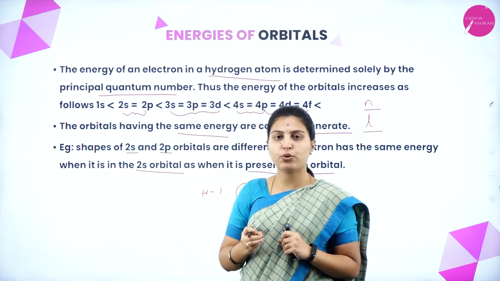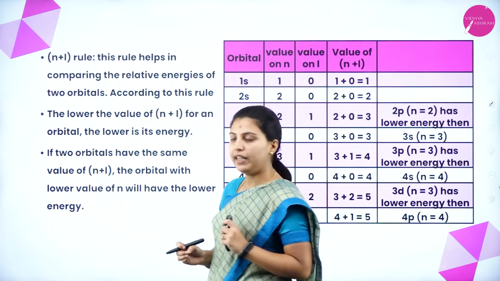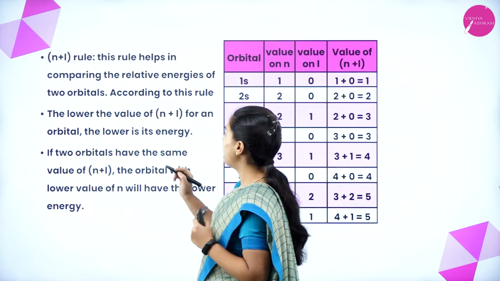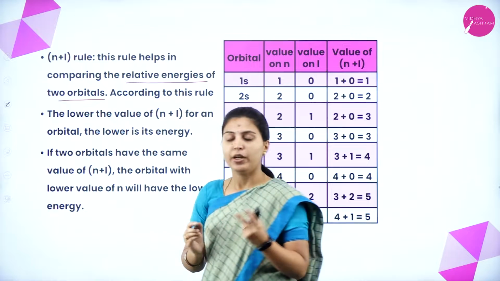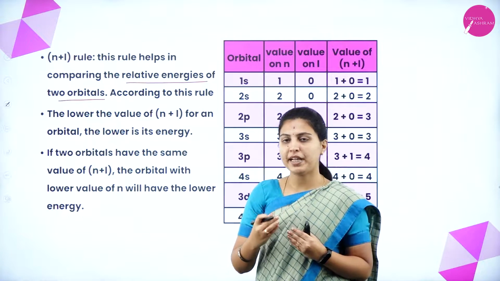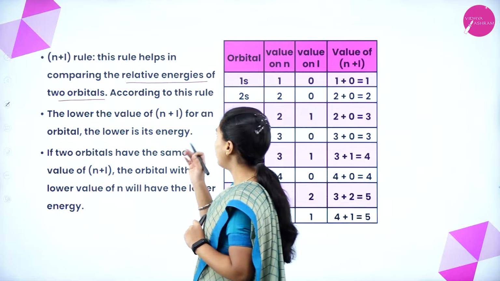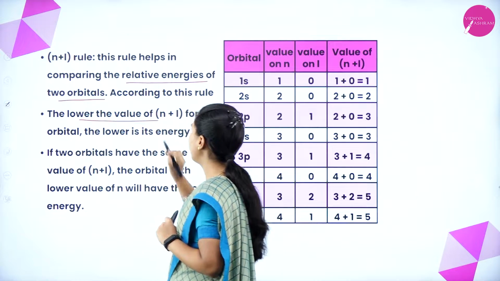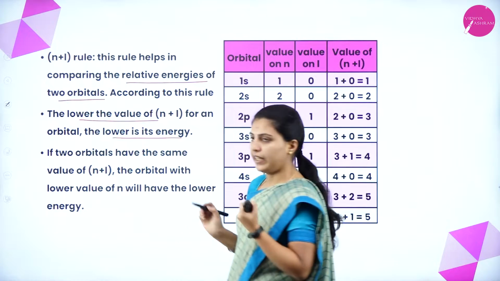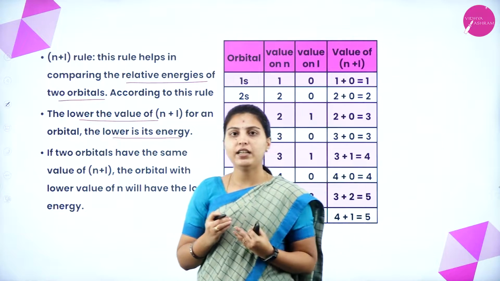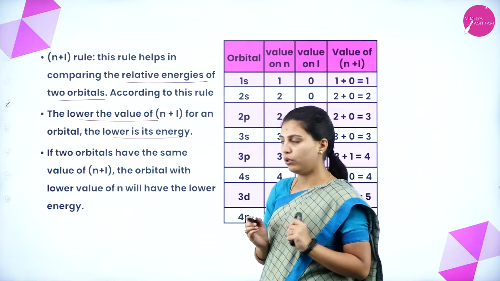By these two quantum numbers we have the n plus l rule. This rule helps in comparing the relative energies of two orbitals. According to this rule, the lower the value of n plus l for an orbital, the lower its energy. When the n plus l value is low, its energy will be lower.